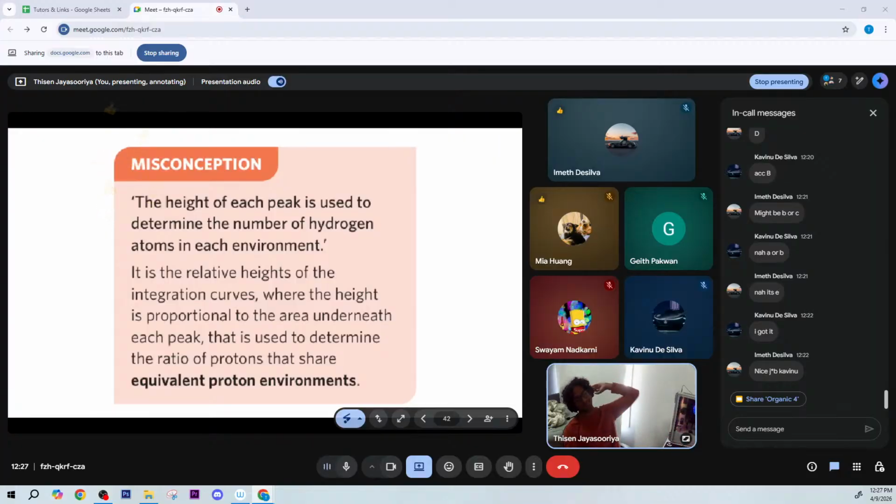So, this is the thing I wanted to say. It's not about the height, it's about the area under the curve. That's why they use an integration curve to represent this, because integration represents areas. So we use an integration curve. The height doesn't matter. It's about the area under the curve, which they show off using that integration curve.